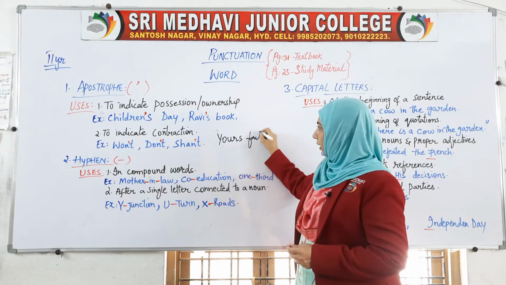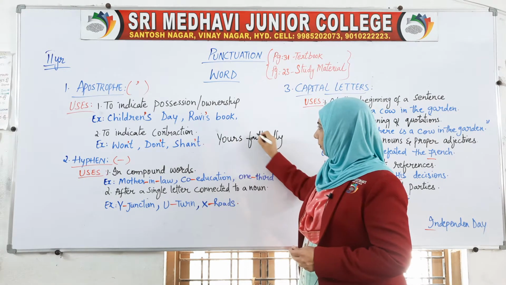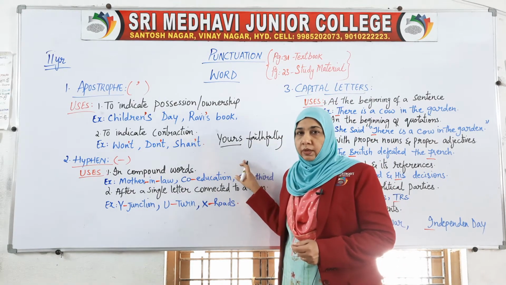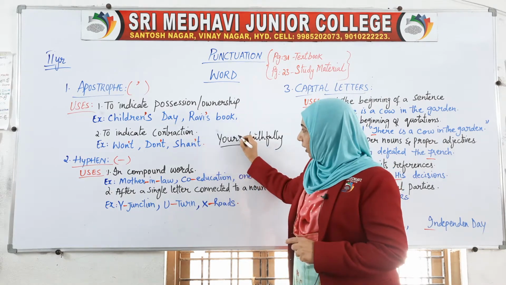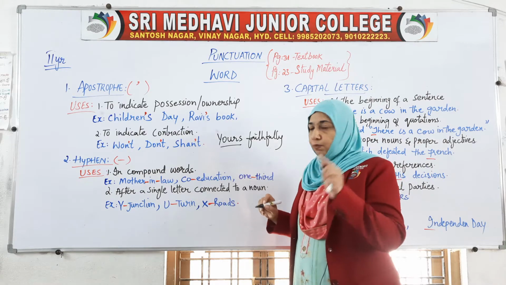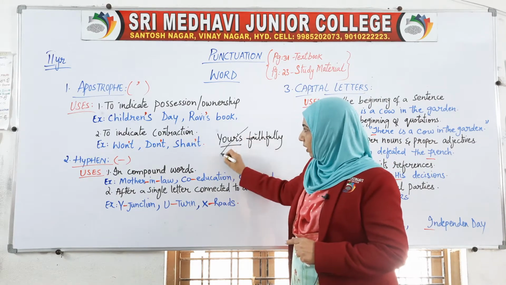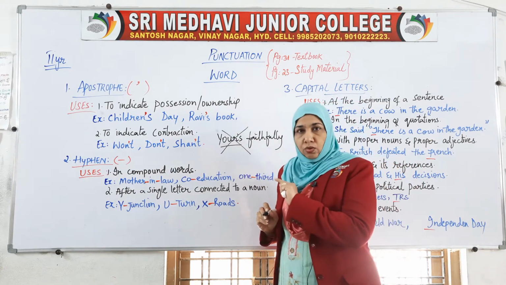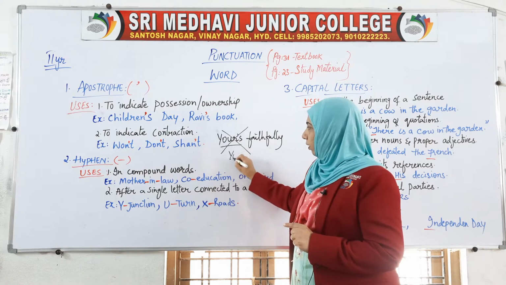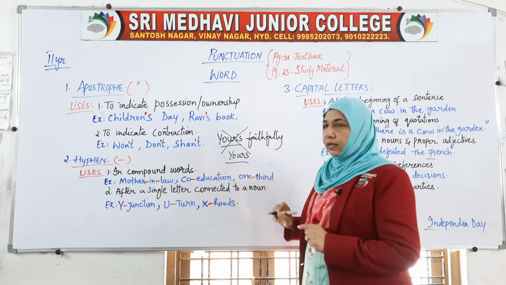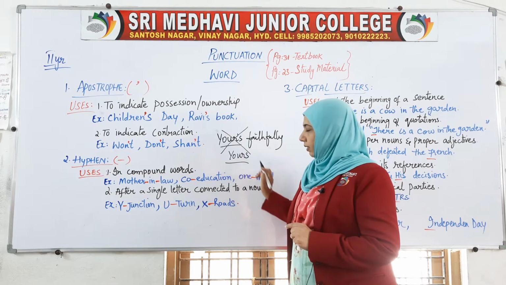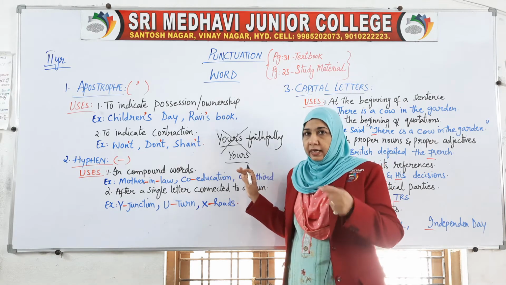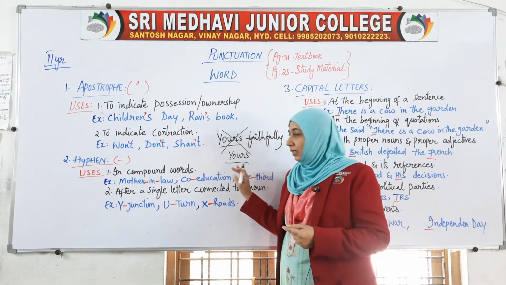Yours faithfully. Here, this yours is a possessive pronoun. There is no need for putting apostrophe S. If somebody is putting apostrophe S over here, this is totally wrong. If you are putting apostrophe S over there, there is no need to put it. You simply have to write yours, without any apostrophe, because it is itself a pronoun, like mine, thine, yours. This is a pronoun.